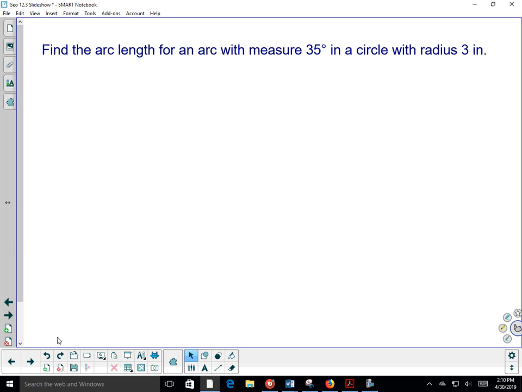Okay, let's take a look at this one. It says find the arc length for an arc with a measure 35 degrees in a circle with radius 3 inches. Go ahead and talk about this with the people around you. How are you going to set this one up?